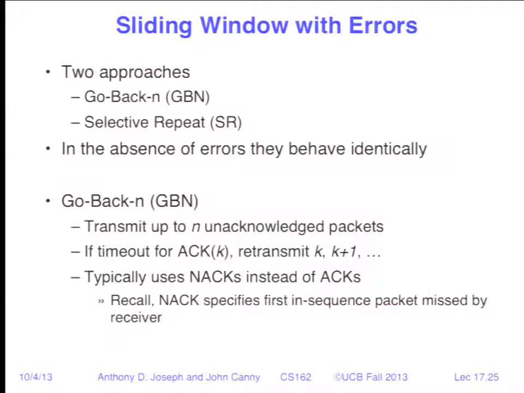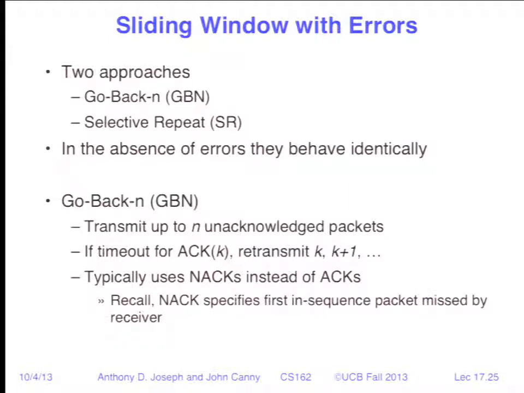With go back N, you're allowed to transmit your window, so your window size here is N, so you can transmit up to N unacknowledged packets. And then if you get a timeout for a particular packet, you don't get the acknowledgement for K, then you're going to retransmit packet K plus 1, all the way up to the end of your window.